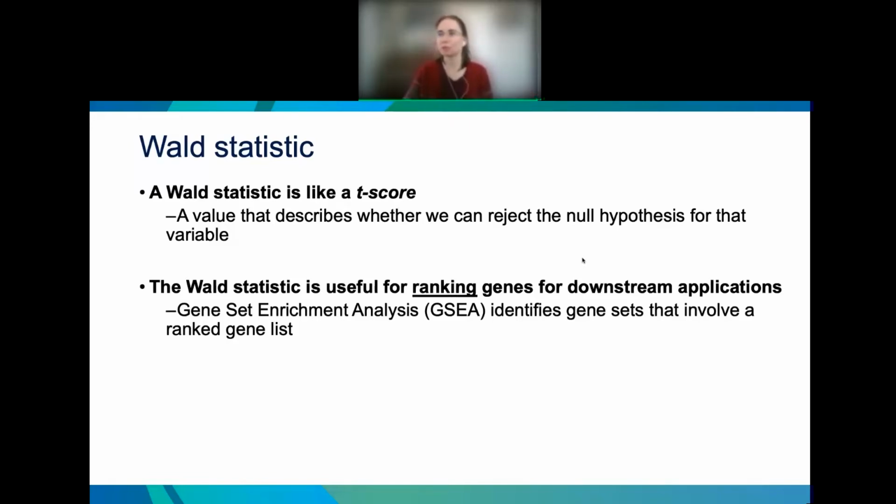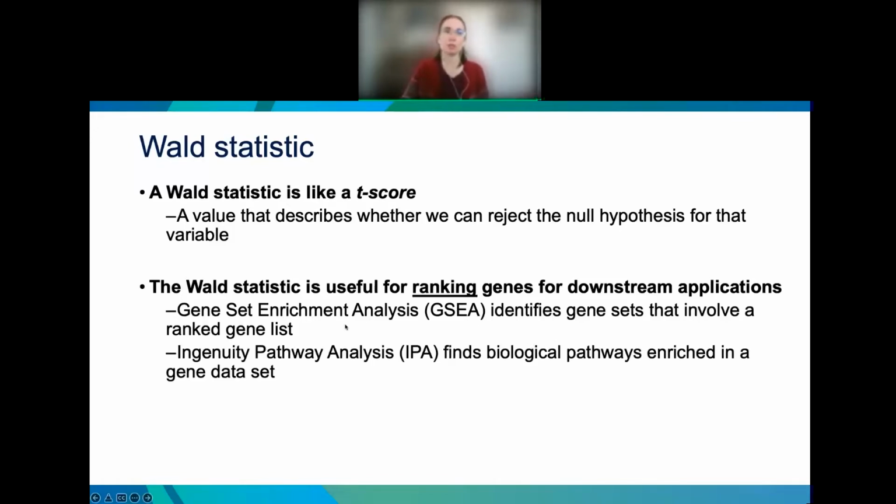But we can use the statistic that comes out from the Wald test to rank genes for downstream applications. So just based on how different the genes were between the groups, sometimes there are downstream analyses like gene set enrichment analysis or ingenuity pathway analysis, which will identify gene sets based on a ranked gene list. So after we do the comparison, we get out a Wald statistic. We can then sort the genes based on that statistic. And the assumption here is that genes that behave similarly, like maybe belong to the same gene set, will get sorted into a similar area in that ranked list after running the Wald test. And then that can be used as input to a GSEA or IPA.